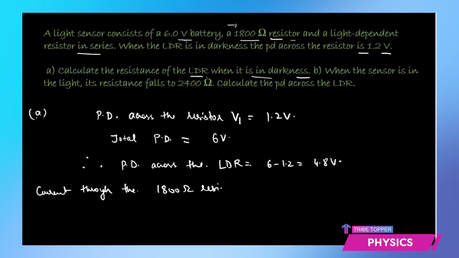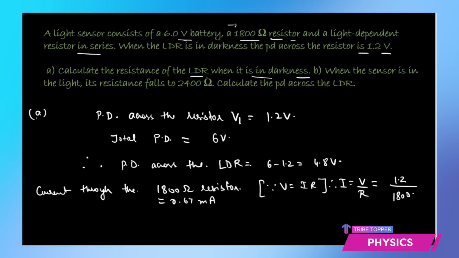The current through the 1800 ohm resistor, using Ohm's law, since V is equal to IR, therefore I is equal to V by R. The potential difference across that fixed resistor is 1.2 volt. So 1.2 upon 1800 gives me a current of 0.67 milliamperes. Now we have the current flowing across the LDR, because the same current will flow through the LDR. So we can find out the resistance of the LDR in darkness.